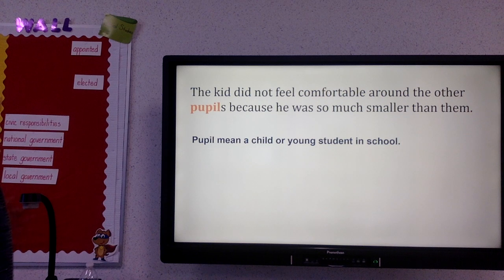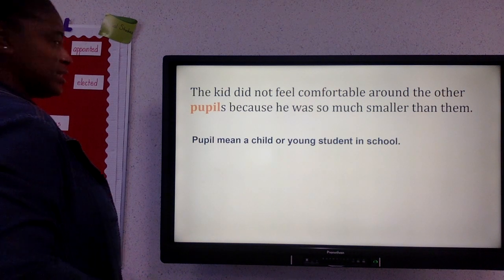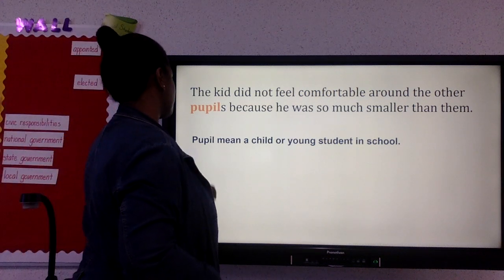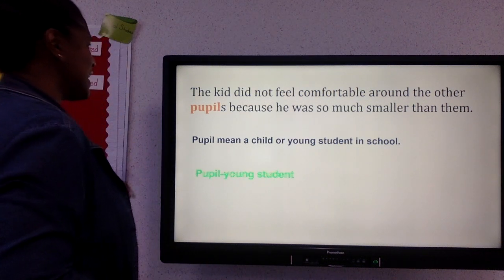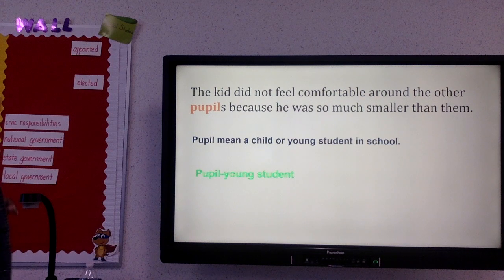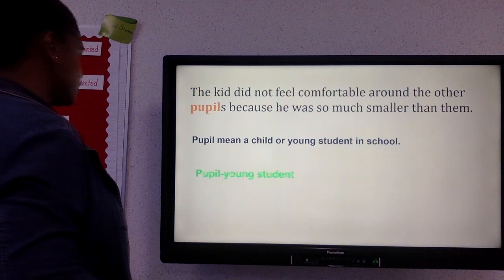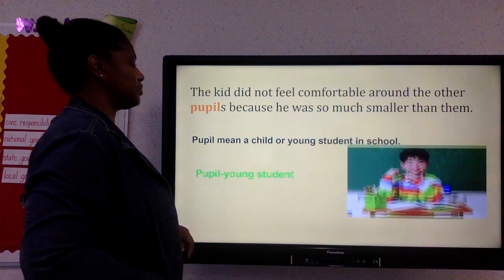So look back at the sentences that fit. The kid did not feel comfortable around the other pupils. Yeah, he didn't feel comfortable around the other kids in his school or in his classroom. So in this sentence, the word pupil means a young student. And here is an image.